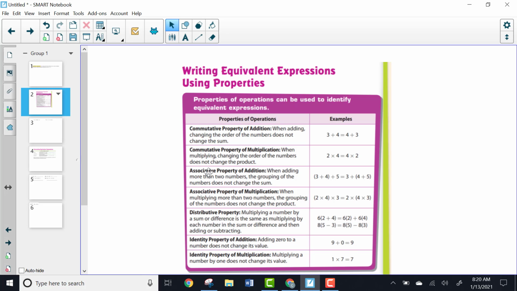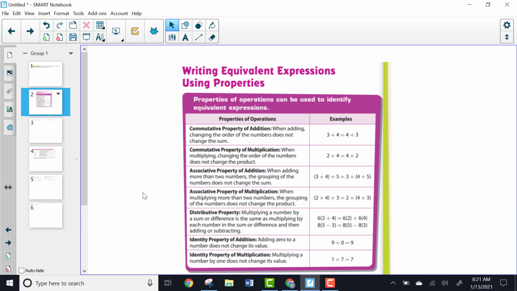Now, the next properties that we're going to look at are the associative properties. And I will say, there's not a commutative property of division or a commutative property of subtraction, because the order does matter with those types of operations. Associative property of addition, associative property of multiplication. You can see these two go hand in hand.